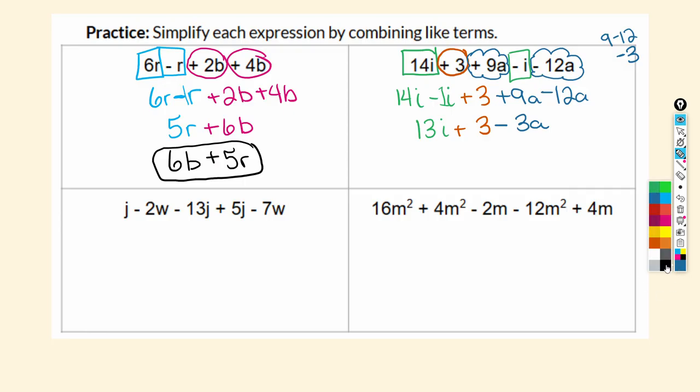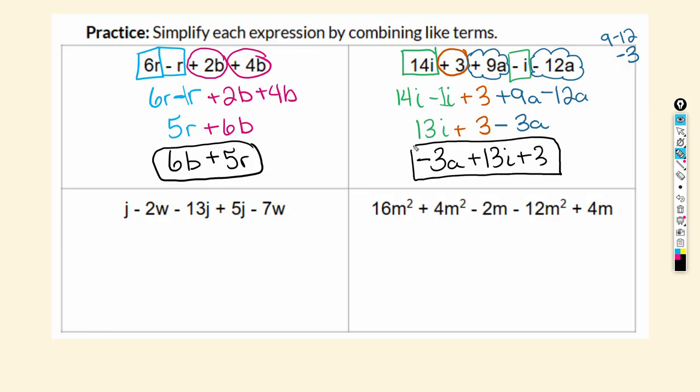Now for our final step, let's check for alpha order, constant at the back. The a term has to come first, and notice it was minus 3a, so that means negative 3a is in front. Then comes my positive 13i, and positive 3 constant is at the back. All right, let's see what's next.